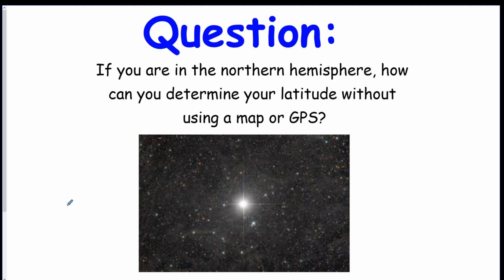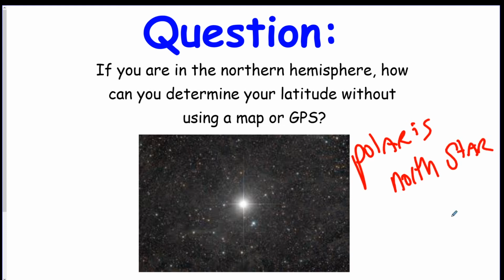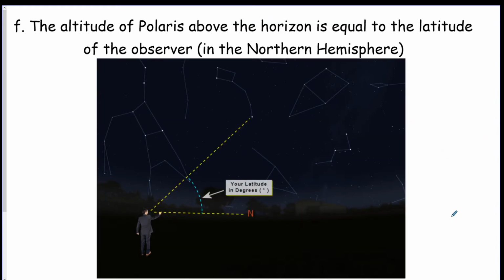Okay, so coincidentally, we have a star in the northern hemisphere that can tell us what our latitude is. This is called Polaris. It's the North Star. You might have heard of it before. It's not very bright at all, but if you were to measure how high the North Star is above the ground, that would tell you your latitude. So the altitude means height.